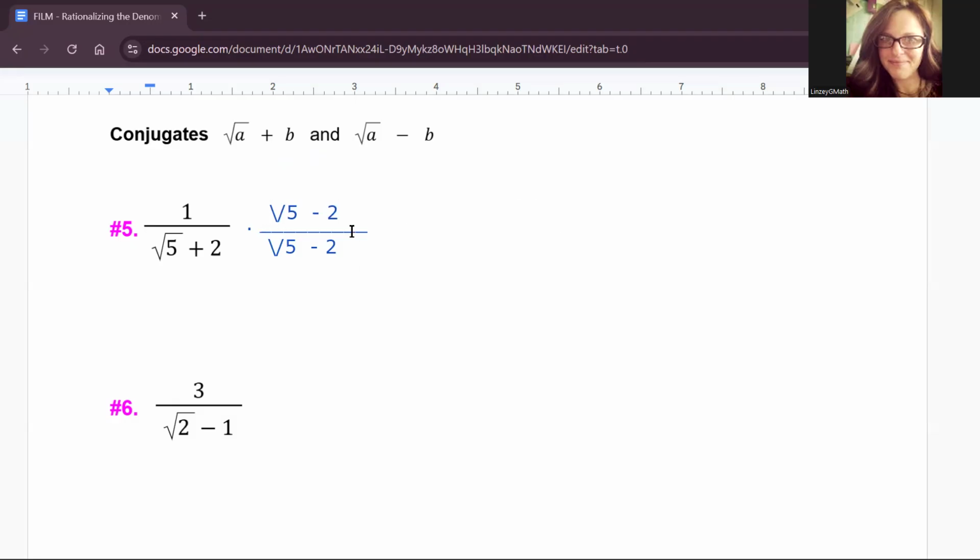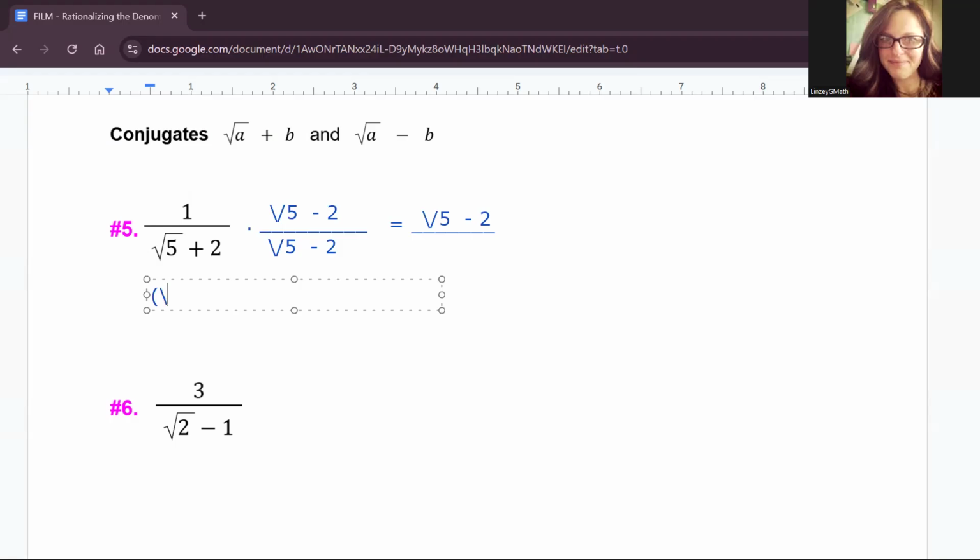When you're multiplying top and bottom, this is essentially 1. So we're multiplying by 1. We're not actually changing the quantity of this number. We're just manipulating it to look differently. We'll multiply straight across, square root of 5 minus 2 in the top. And then let's take a look at the bottom here.